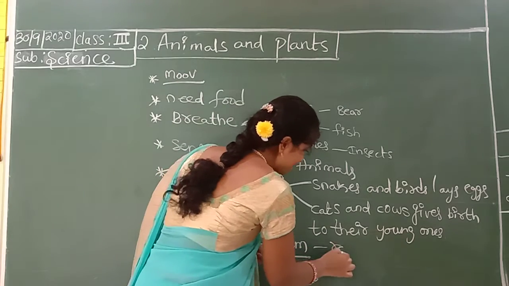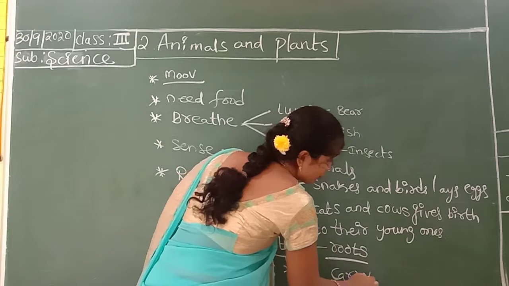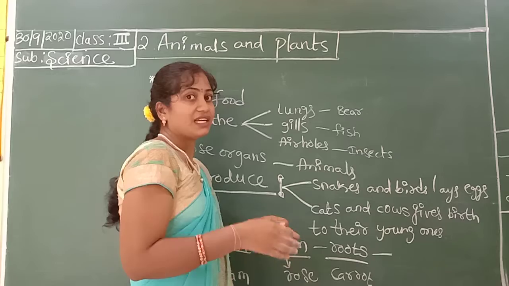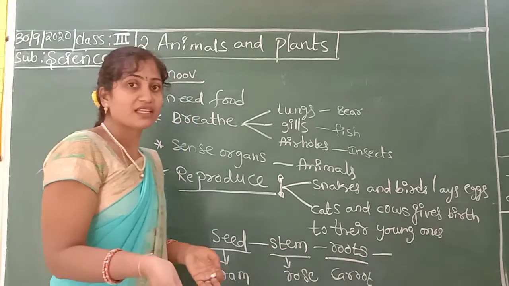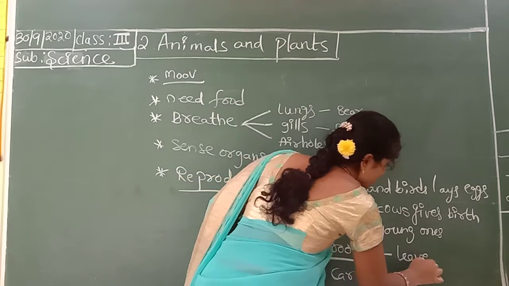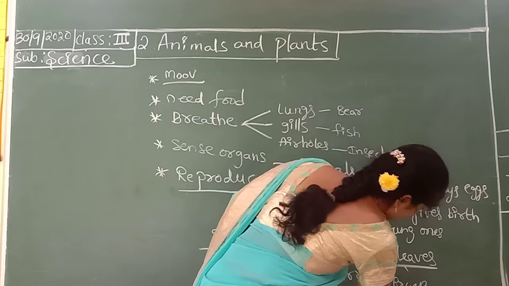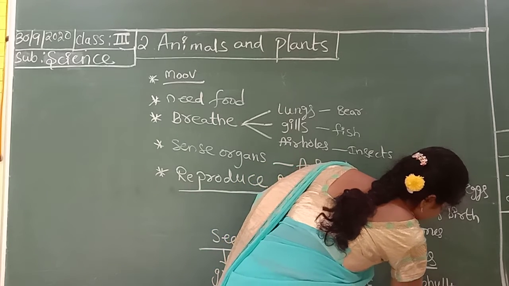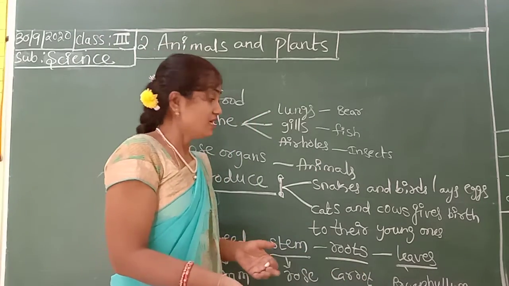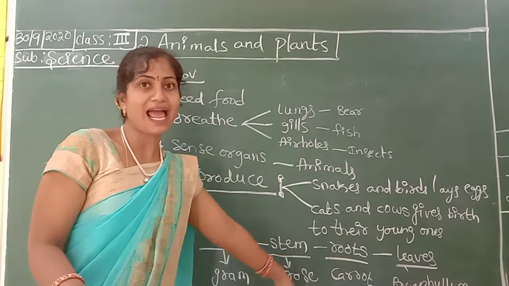Next, roots. Roots means carrots, sweet potato, for example. We have to cut those roots and keep them under the ground, and they will become new plants. Next, leaves. Example, bryophyllum. The bryophyllum leaves can also produce new plants. Like that, plants also reproduce from different parts of a plant.